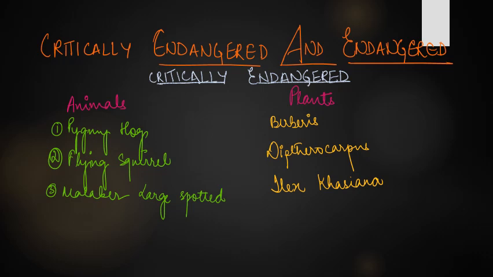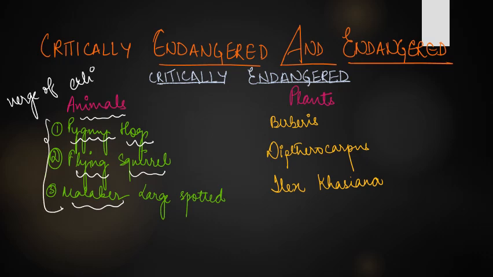Let's move to some examples of critically endangered and endangered species, right? If we talk about critically endangered species, examples are pygmy hawk, flying squirrel, and Malabar. These are critically endangered. That means these are on the verge of extinction, right?